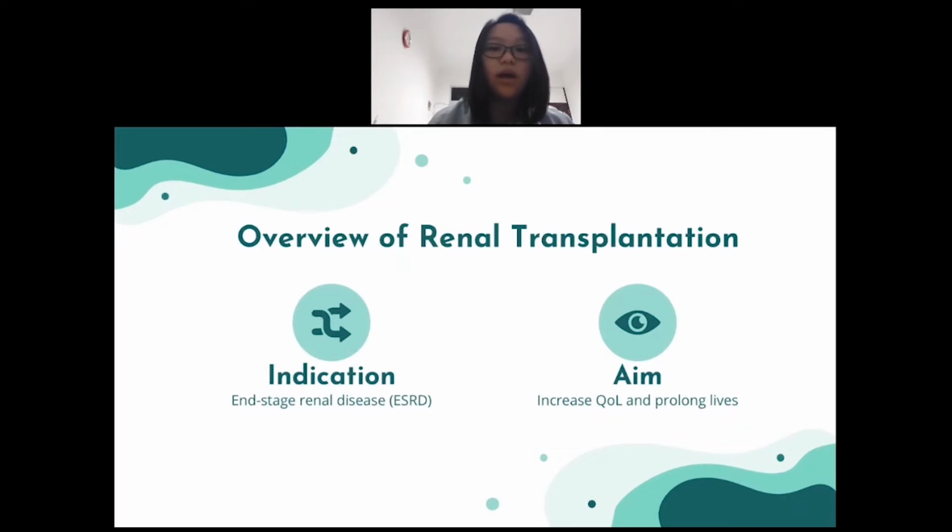Renal transplantation is the last treatment option, and the indication is end-stage renal disease, or ESRD. The aim is to increase the quality of patients' life and prolong their lives. Some research claims patients who have a renal transplantation have better long-term survival over 10 years compared to patients who stay on dialysis. However, patients with severe pulmonary or cardiac anomalies, active infection, active malignancies, uncontrolled psychiatric disorders, and active drug abuse should not receive a kidney transplant.